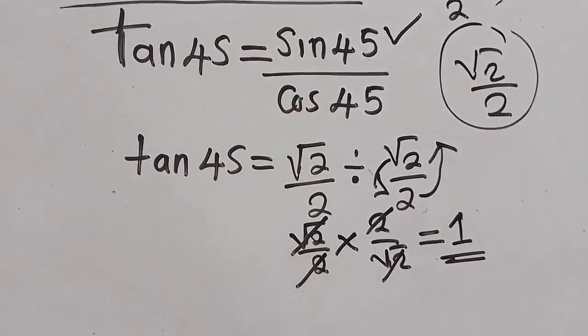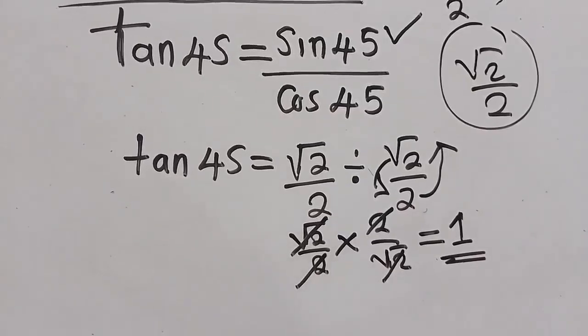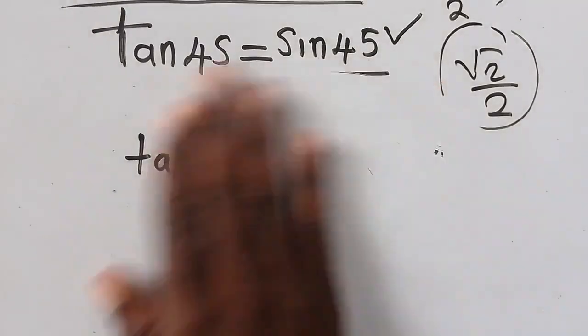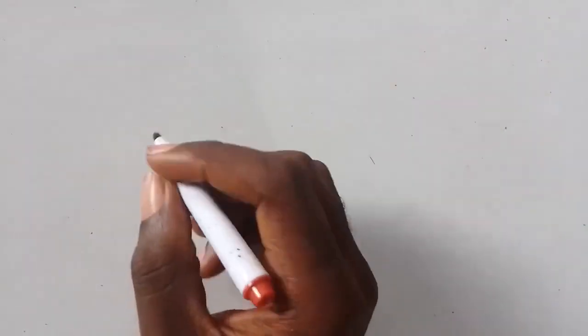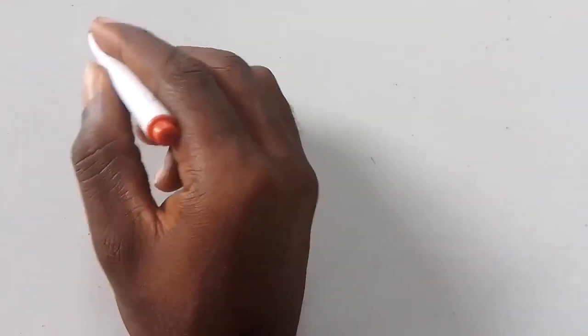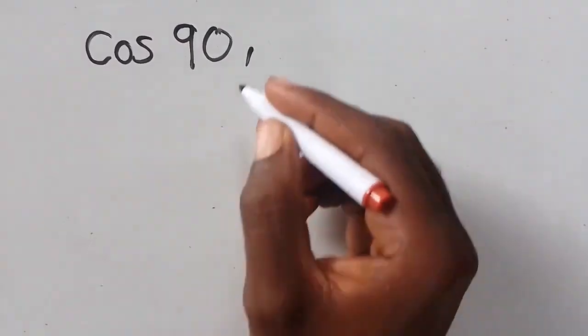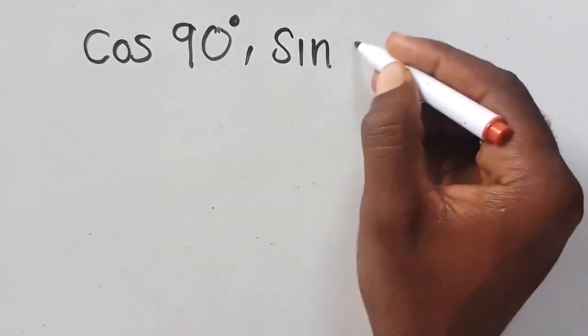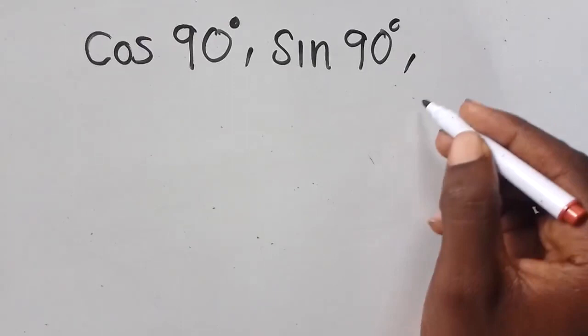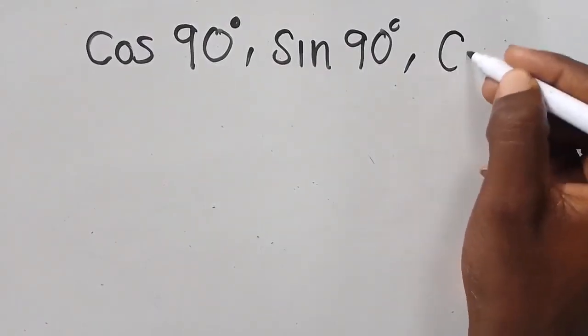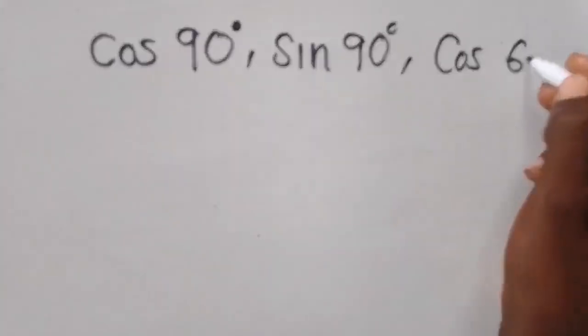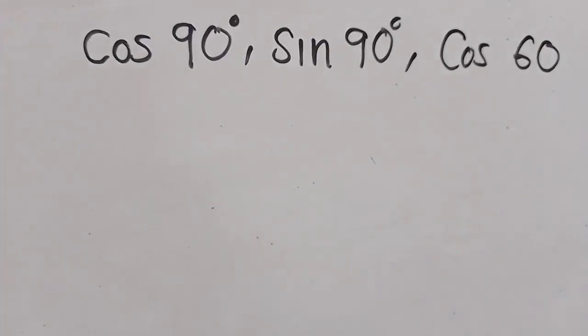So let me progress now. What if you are told to find cos 90? I want to show you this. This is the easiest way. So what if you want to find cos 90 degrees? I want to find also sine 90 degrees. I want to find, let me say, cos 60. So these are the special angles that I want us to find using our fingers.